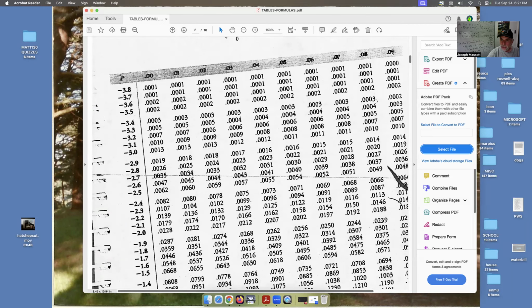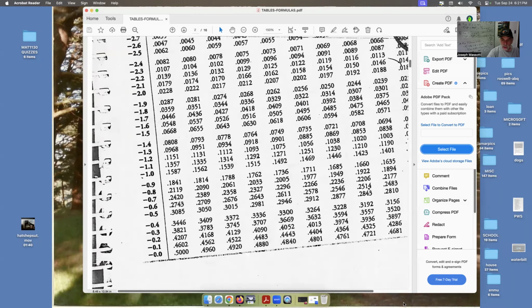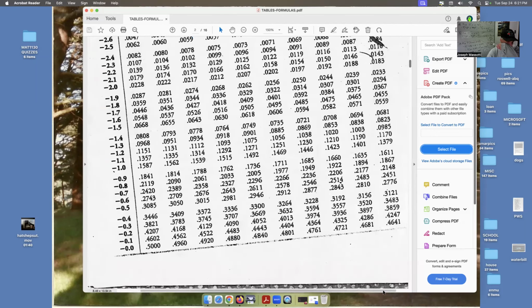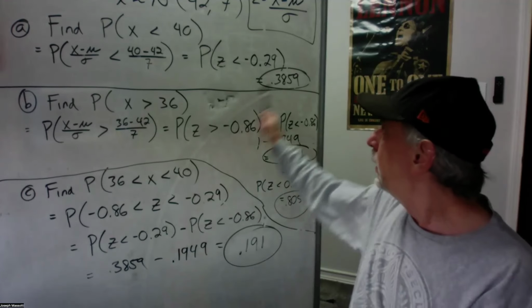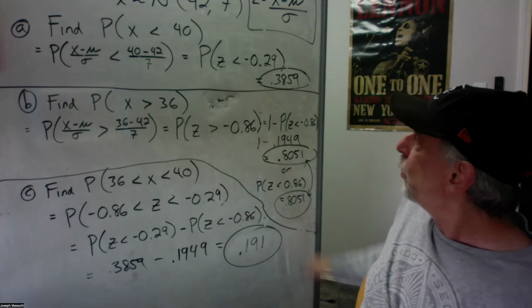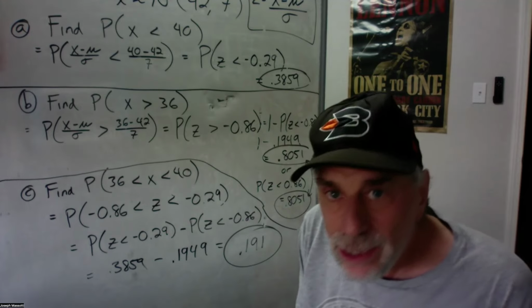So we're looking at the very last column over here, down at, let's put this over, here we go. -0.2, go over to the column 9, and we get our answer 0.3859 right here. And that's our answer. And we see, we looked that number up in the table, probability that z is less than -0.29 gave us our answer of 0.3859. Now again, give it a common sense check.